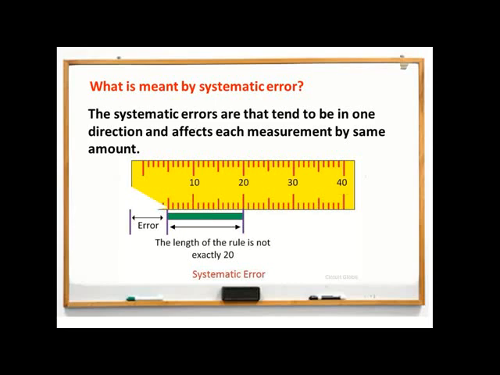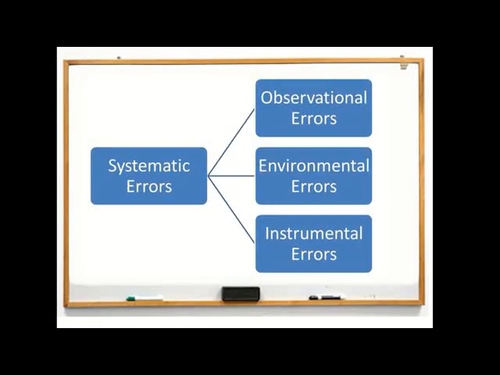For example, in this picture you can see a scale is broken, it is cut here. Because of that, every time we measure, this much distance comes as error, and it is always some fixed amount. For every measurement this much amount will be error. Because I start the measurement from here instead of zero, whatever I measure, this much extra comes. Exactly, it is not 20. Because of that reason some errors are there, and it affects each measurement. That is called systematic error due to instruments.